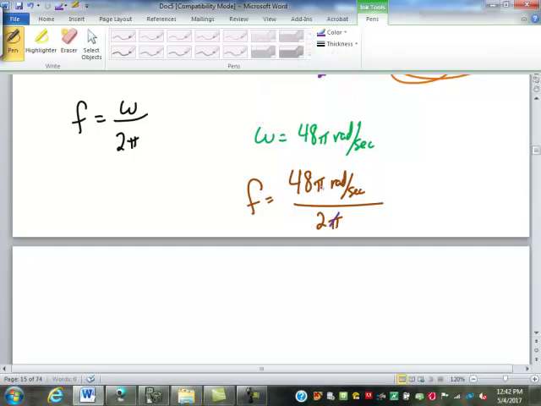So again, the pi divides out, the radians divide out with it. What's 48 divided by 2? 24. So that's 24 per second, or 24 cycles per second. That is my frequency.